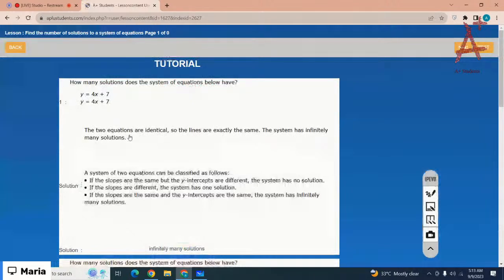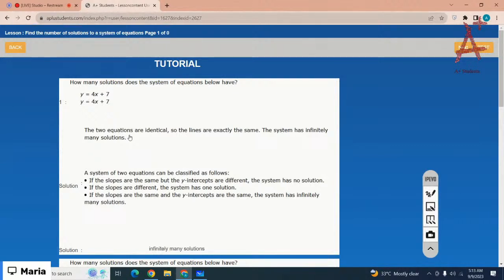How many solutions do the equations below have? You can see both the equations are identical, right? They are exactly the same equations. That means the lines are exactly the same. When two lines are exactly the same, the system has infinitely many solutions, right?